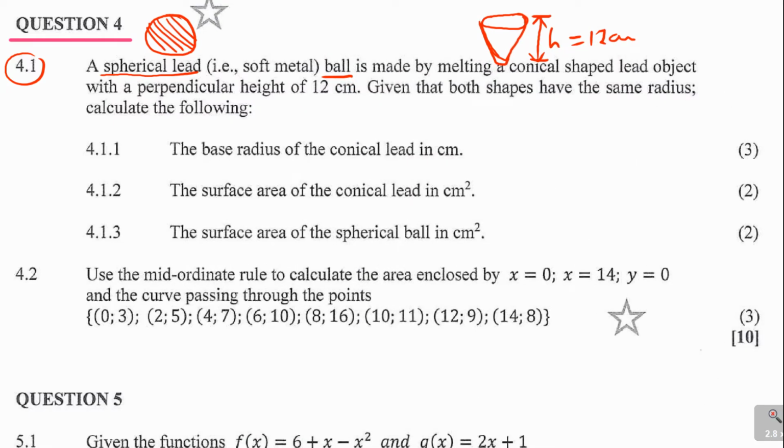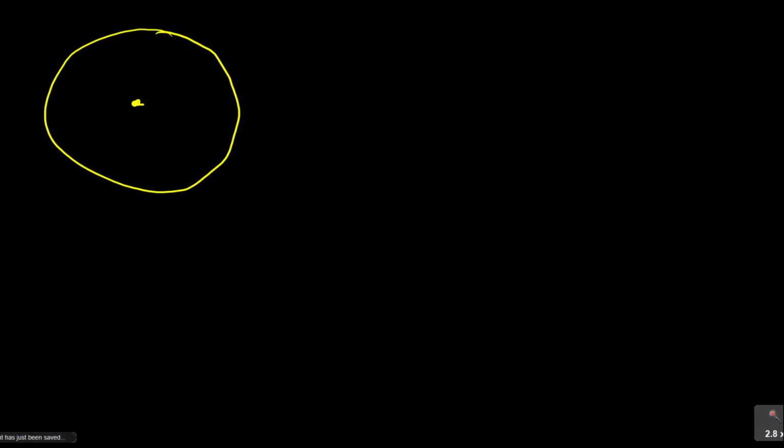Calculate the following. So let's come to this. Let's draw these diagrams together. It will make more sense. We are given that, number one, we have got that. I want to make it a bit bigger. Pardon my drawing there. We have got this with a radius. Please assume this is a sphere.